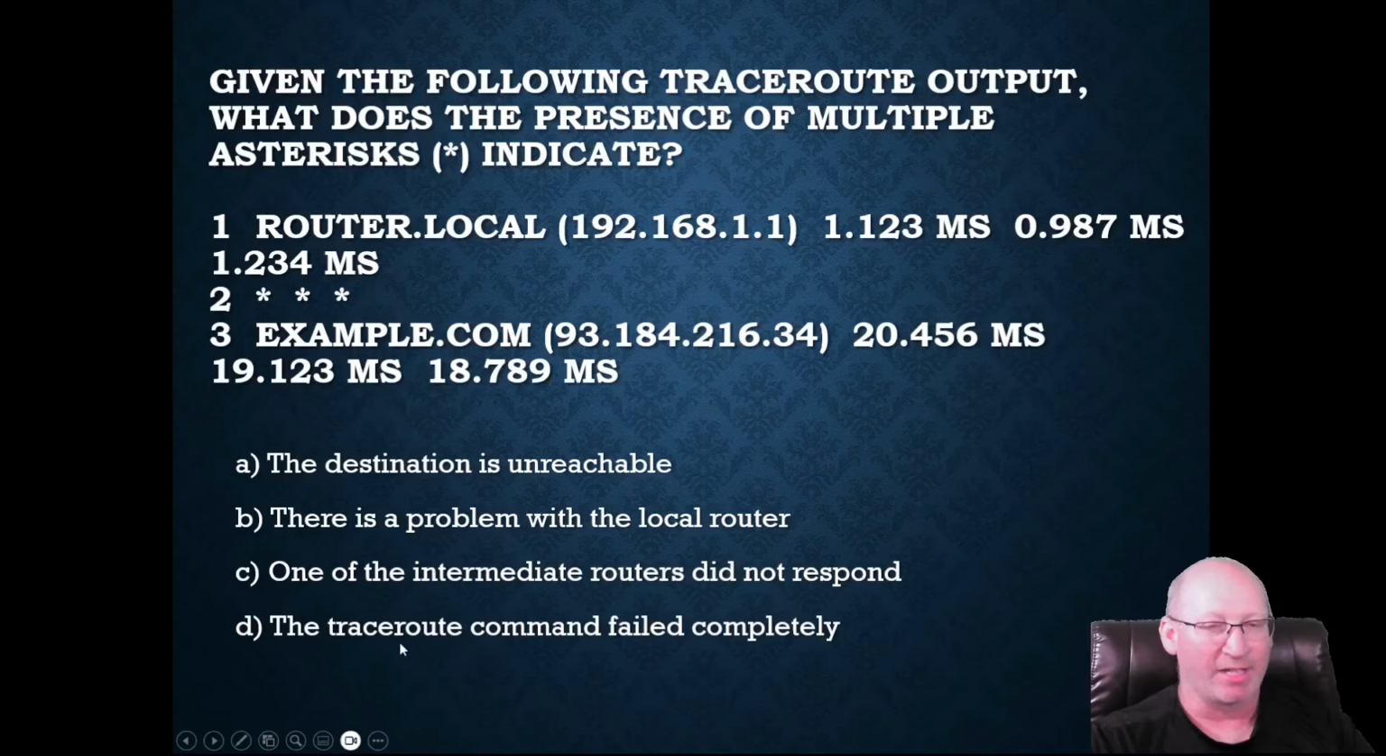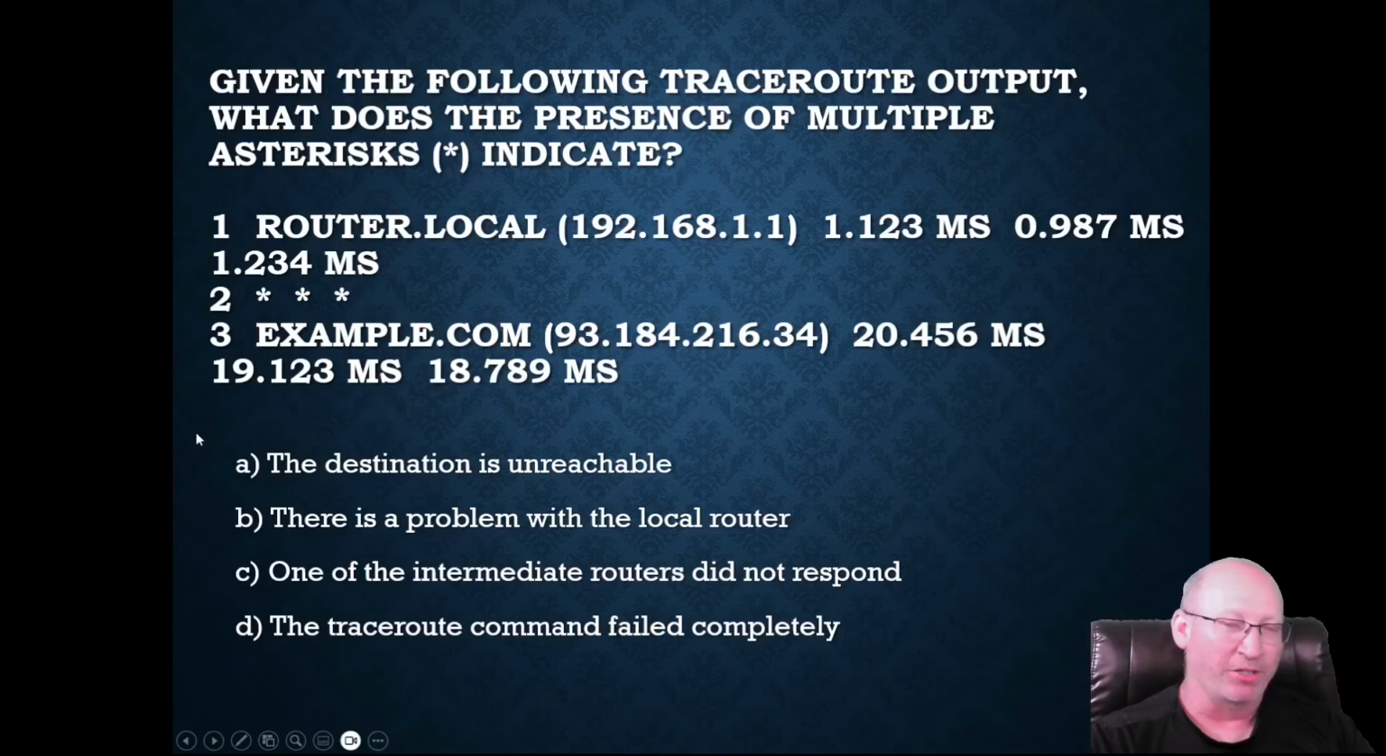I think that leaves us, if I remember correctly, A, destination is unreachable. No, we already answered that one. I thought we did. Maybe I got off somewhere along the way, but that's okay. The answer is going to be one of the intermediate routers did not respond. I feel like I missed something in my explanation. I apologize. But the answer is going to be C. One of the intermediate routers did not respond.